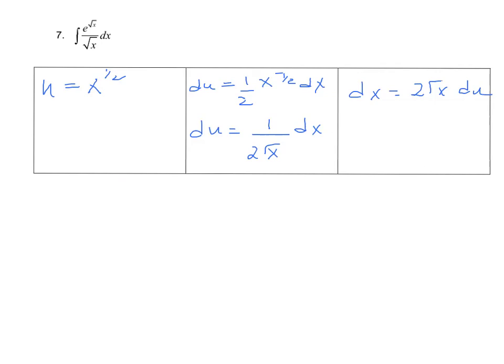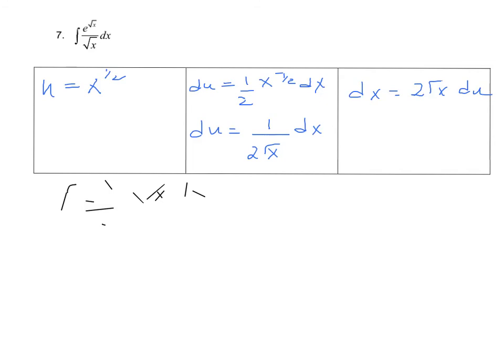I took my derivative and I simplified it so I could put the root x in the denominator, so it made it really, really easy for me to isolate for dx. So dx is equal to 2 root x du. So some of you probably did e to the u over u, and then you substituted in 2 root x du. And you're sitting there thinking, oh my goodness, I have this root x that I can't get rid of because there's nothing to cancel out.